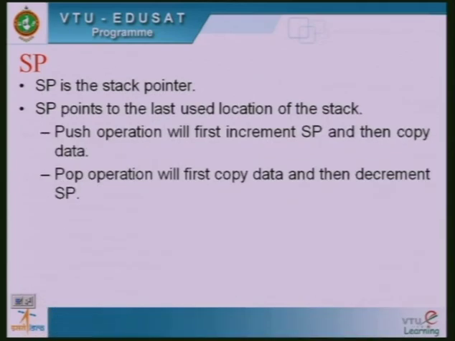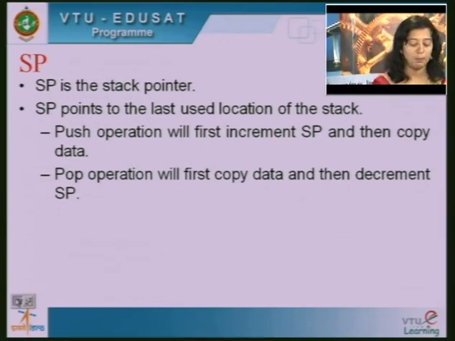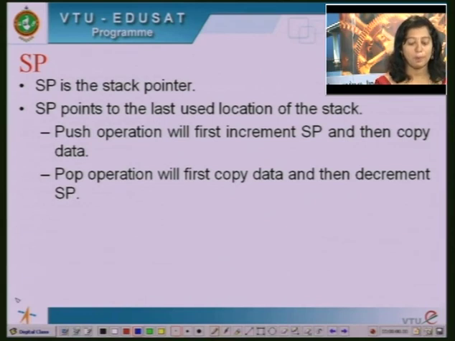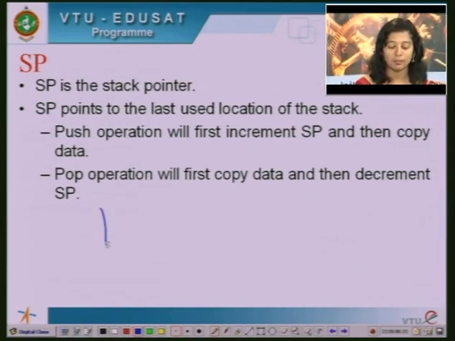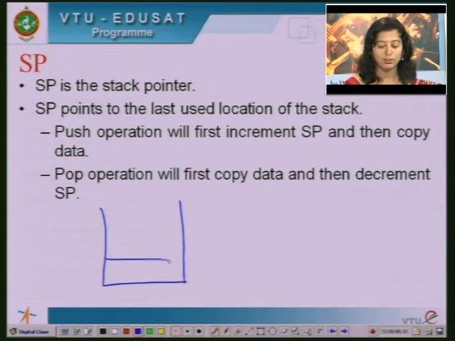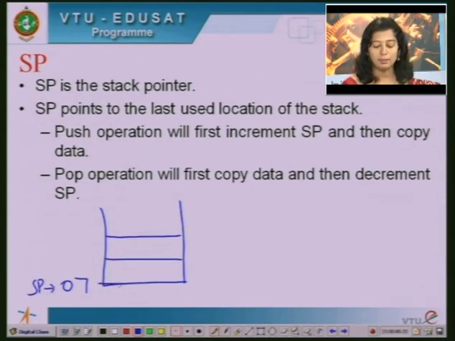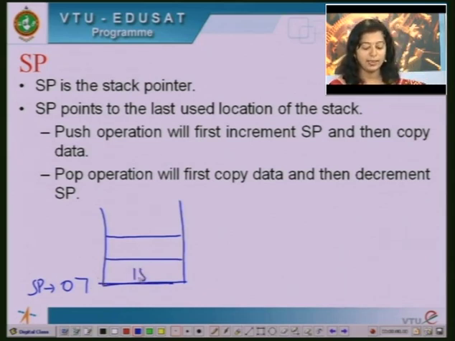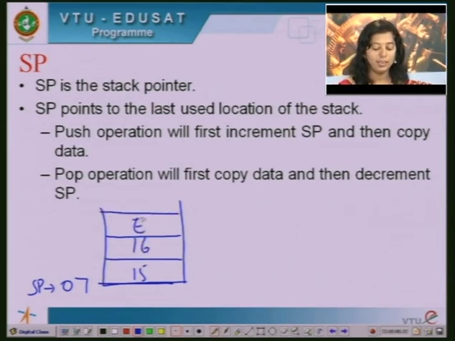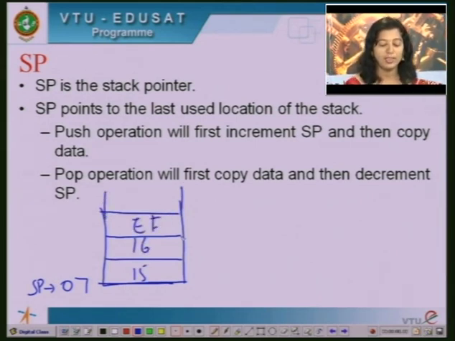As I told you, the stack pointer always points to the last stored location or last used location on the stack. We have two kinds of operations which can be performed on the stack. One is the push operation and the other is the pop operation. We'll see what this push operation is. Here the stack pointer is pointing to the beginning location, 07. That's where the stack starts. It has some data, let me say 15, 16, EF, whatever. So some data is already there.